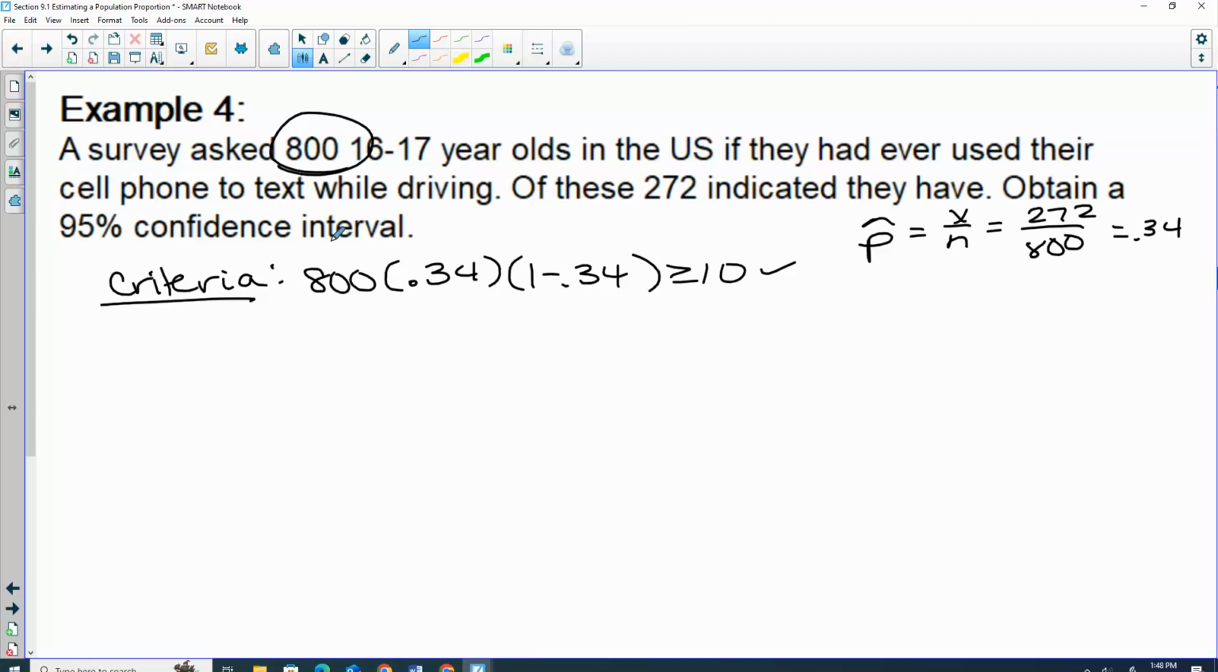Would 800 be less than 5% of all 16 and 17-year-olds? Mm-hmm. So I'm just going to say it's less than 5%. So my criteria is good.